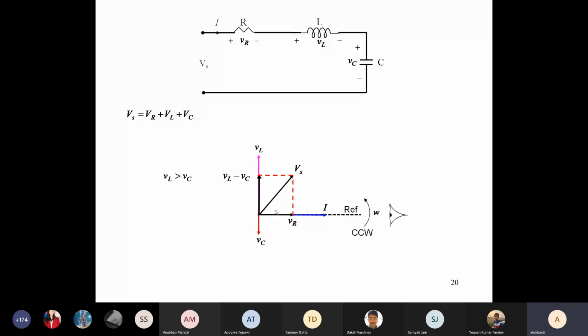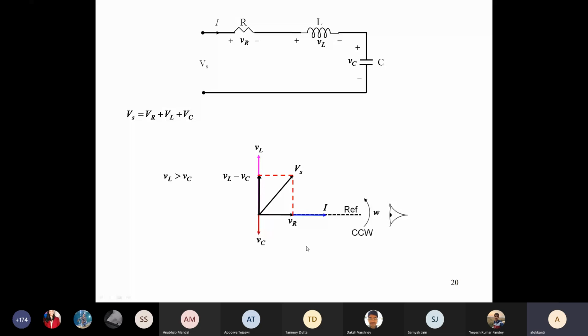So this is a simple RLC circuit, and this is what its phasor diagram will look like. Obviously this is for VL greater than VC. If VL is less than VC, then you can draw the diagram differently: VC minus VL will be in this direction, and the voltage phasor Vs will be lagging the current. So in that case you will have a leading current. But right now what you have is a lagging current.